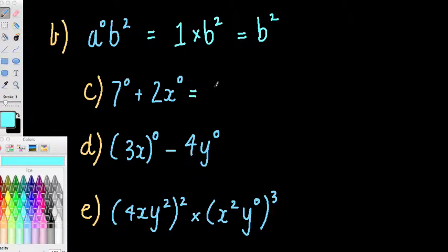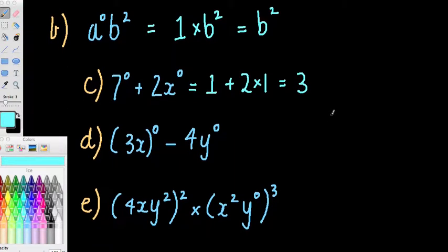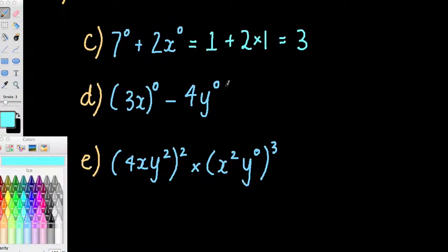7 to the power of 0 is 1, plus 2x to the power of 0. Well, x to the power of 0 is 1, so this is the same as saying 2 times 1. 1 plus 2 times 1 is 1 plus 2, which is 3. Let's do the next one then. You might like to try it before me again.